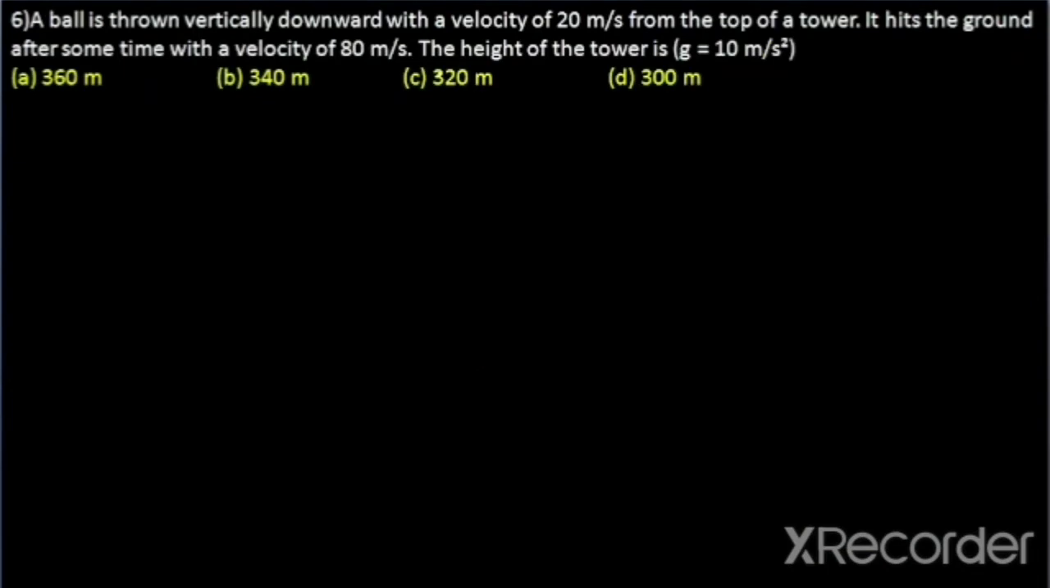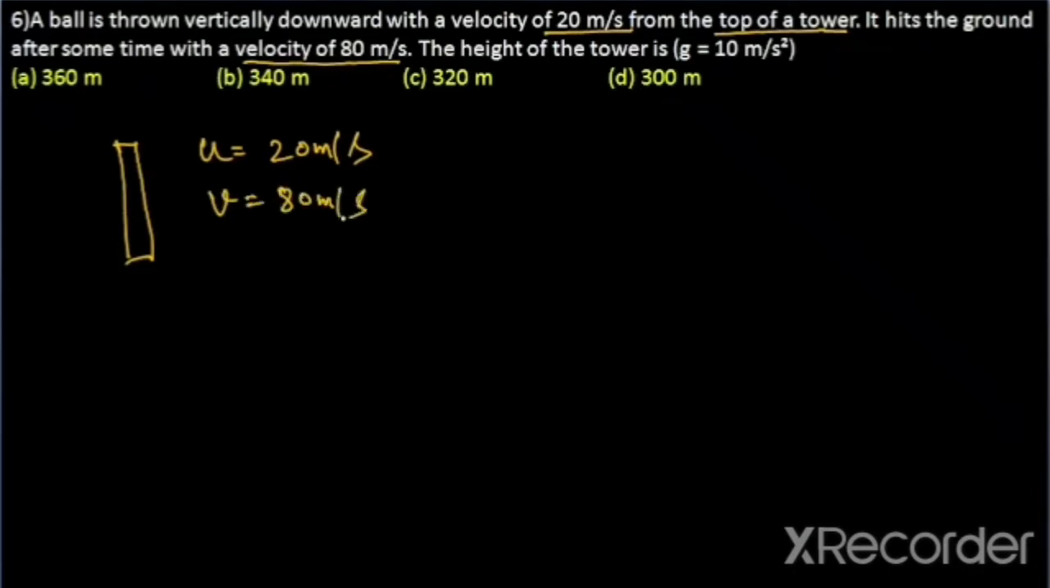Next is question number 6. A ball is thrown vertically downward with a velocity of 20 meter per second from the top of a tower. It hits the ground after some time with a velocity of 80 meter per second. We have to calculate the height of the tower. Suppose this is the tower, thrown vertically downward with a velocity of 20 meter per second. That means u is equal to 20 meter per second. It hits the ground after some time with a velocity of 80 meter per second. V is equal to 80 meter per second. We have to calculate height.